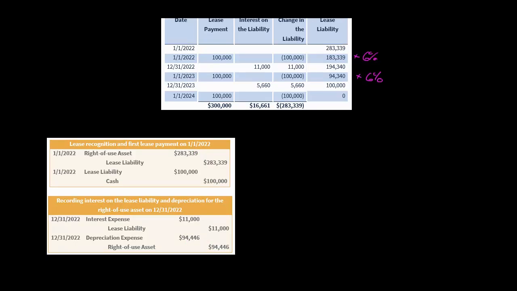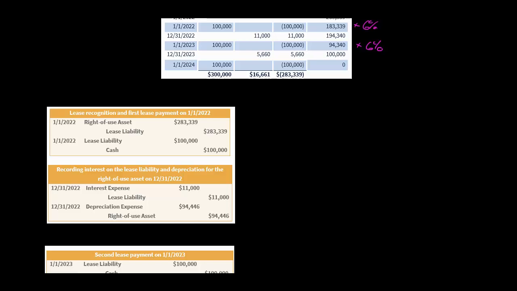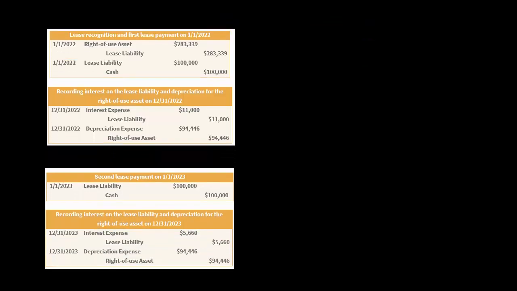So for the first year of this lease, the lessee will recognize, in terms of its income statement, $11,000 of interest expense, $94,446 of depreciation. If you add these two numbers together, that's the total amount of expenses that the lessee will recognize in year 1 related to this lease.